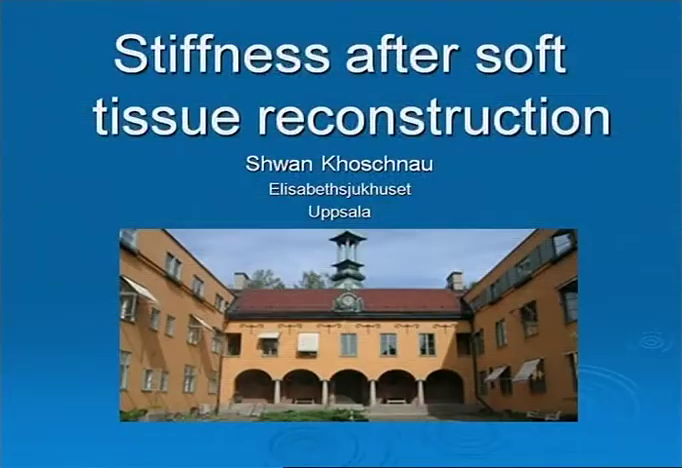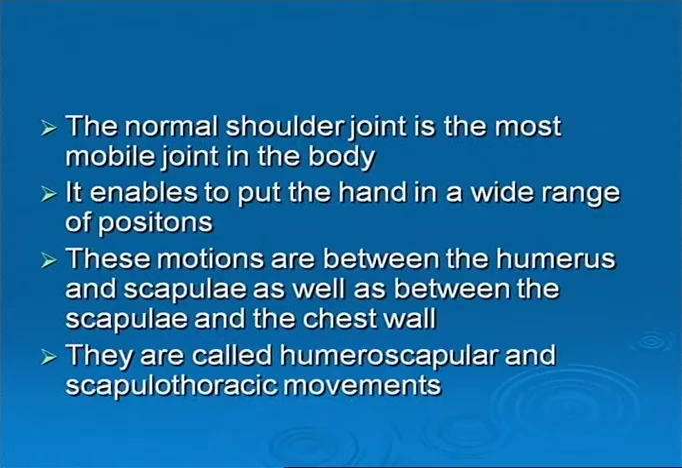After soft tissue reconstructions. As we know, the normal shoulder is the most mobile joint in the body. It enables us to put the hand in a wide range of positions, and the motion in the shoulder occurs in two planes.